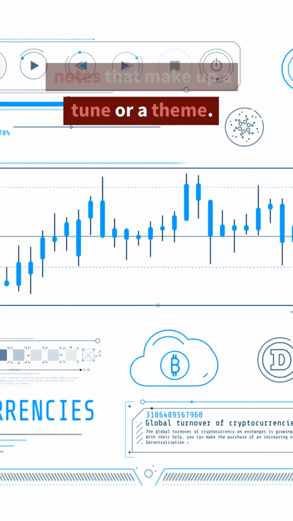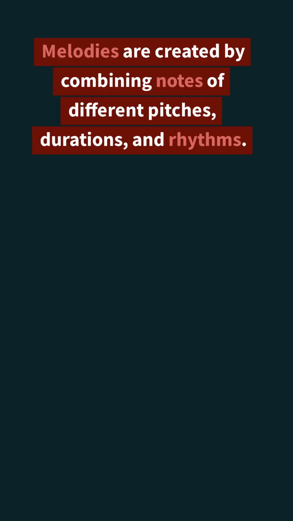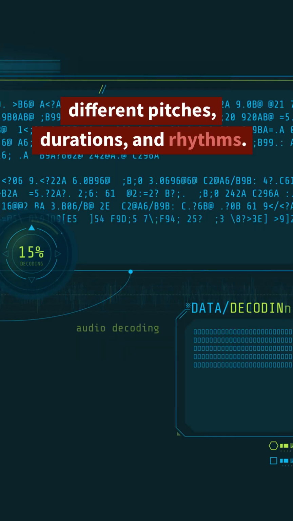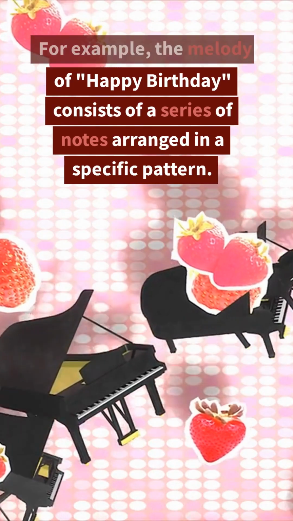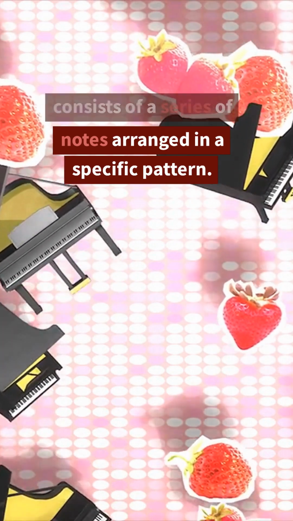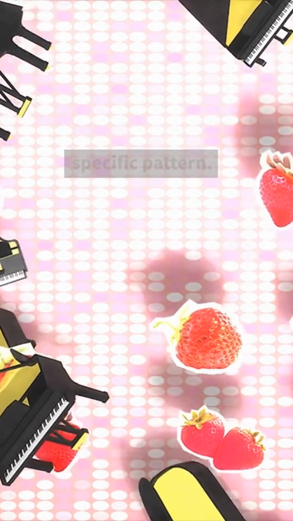Melody. Melody is the element of music that deals with the horizontal aspect of music. It is the sequence of notes that make up a tune or a theme. Melodies are created by combining notes of different pitches, durations, and rhythms. For example, the melody of Happy Birthday consists of a series of notes arranged in a specific pattern.